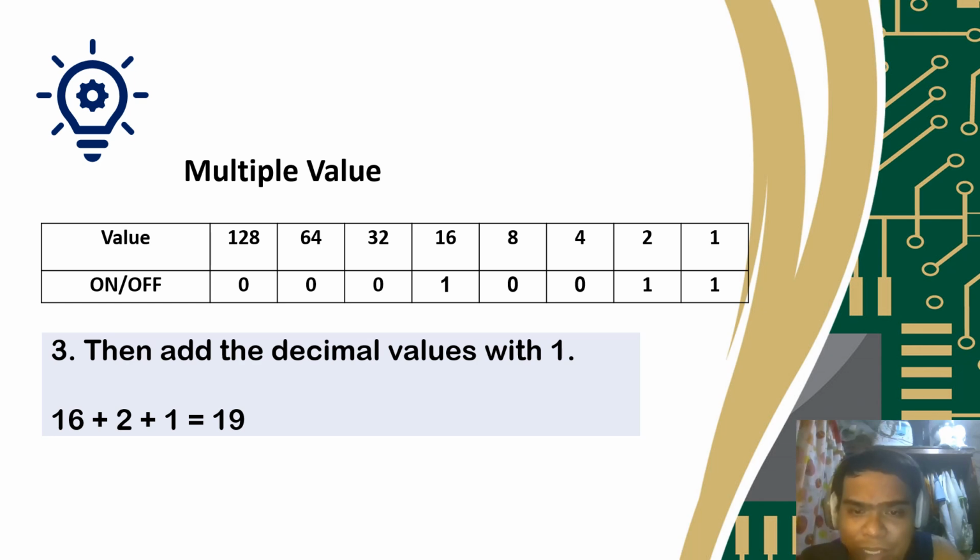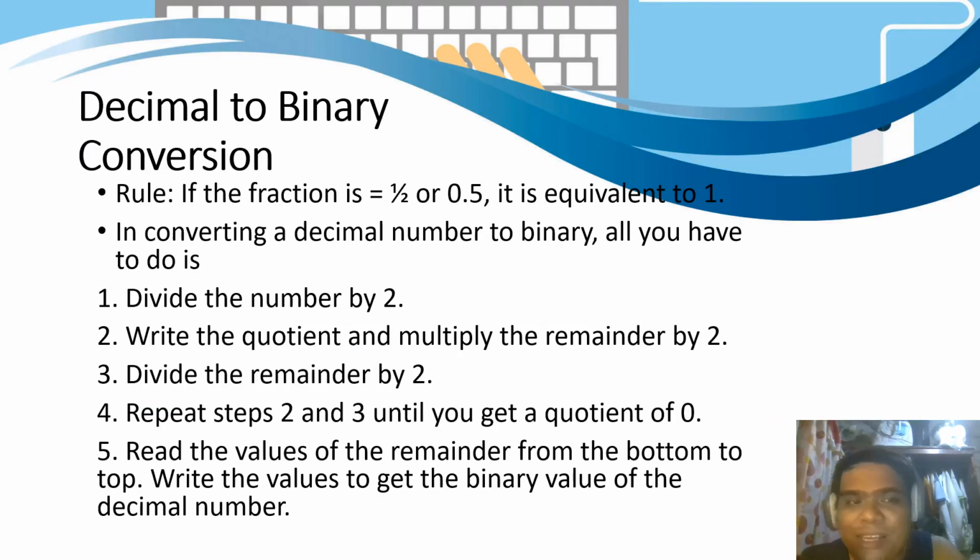So, what we're gonna do is, from that, you add all those turned on values. This is that. Now, 16 plus 2 plus 1, and that is 19. Easy as that. Now, decimal to binary conversion naman. So, rule, if the fraction is 1/2 or 0.5, it is equivalent to 1.